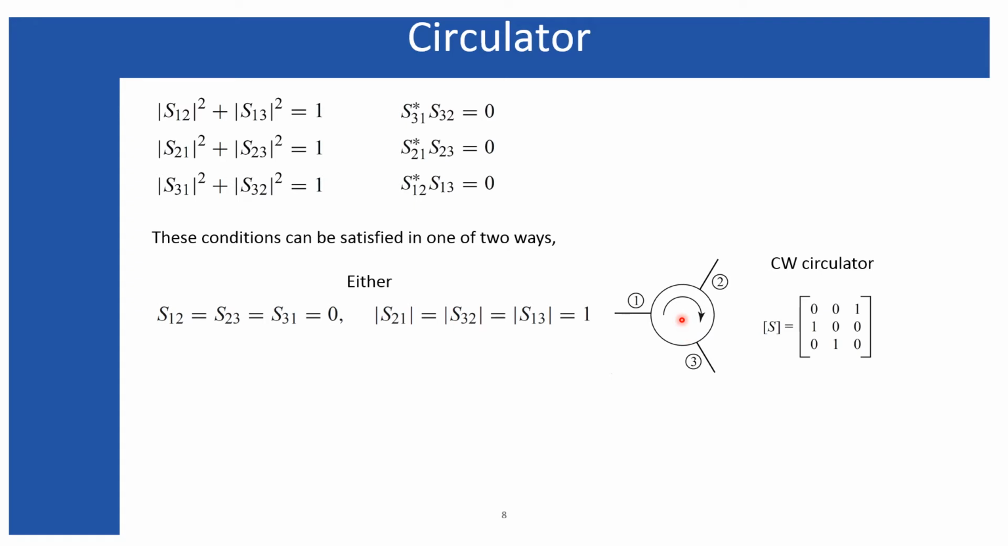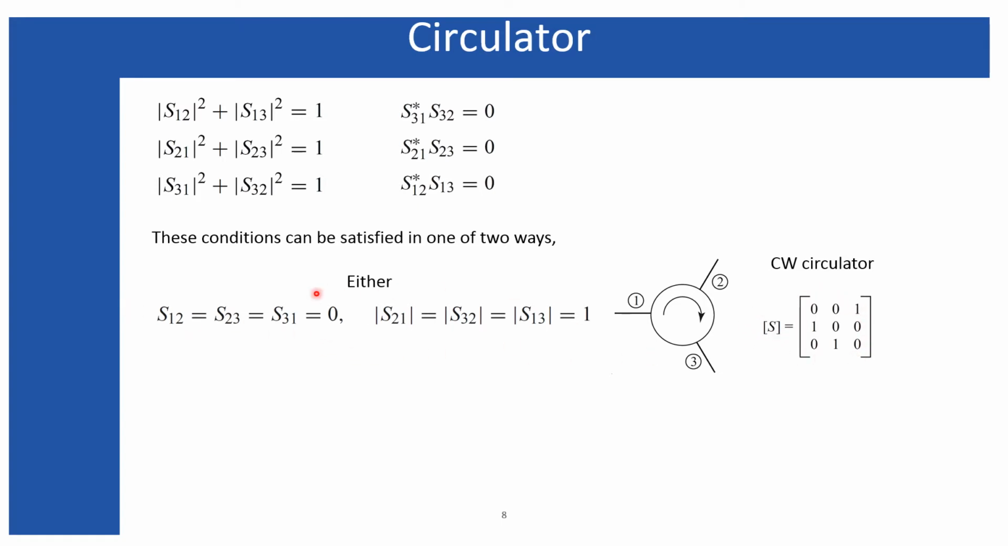So this basically describes the clockwise circulator, which has the S matrix like this, where we can just put these conditions: S12, S23 and S31 are 0, but S21, S32 and S13 are 1. So this is the S matrix of a clockwise circulator.